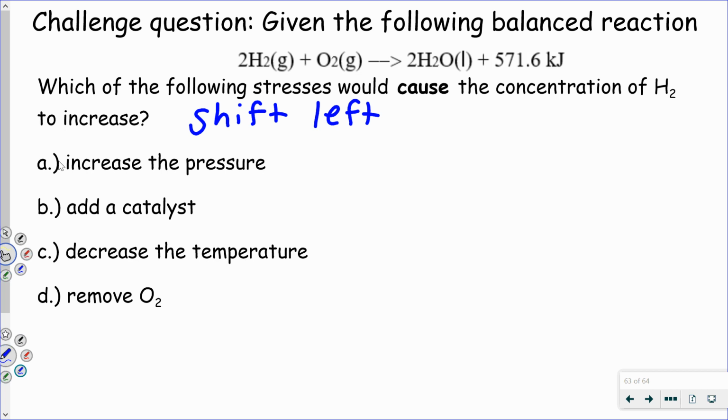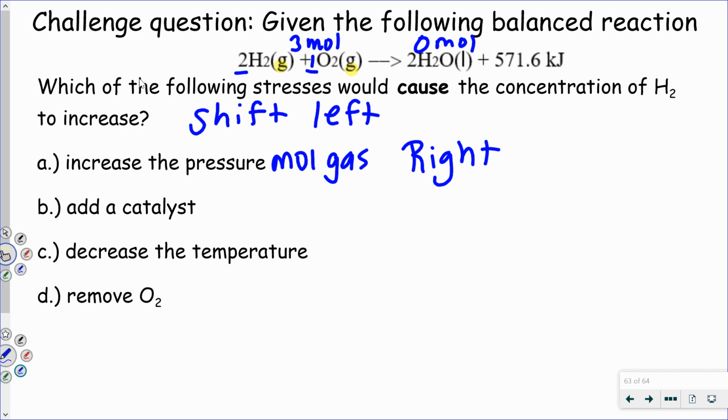So let's look at this. It says increase in pressure. So remember, pressure is moles of gas on each side. So I have a total of 3 moles of gas on the left because I look at the coefficients for the gaseous substances. And notice on the right, I don't have any moles of gas. I have liquid. So this is 0 moles. So if I increase the pressure, it's going to shift to the side with less moles of gas, which is going to be to the right.